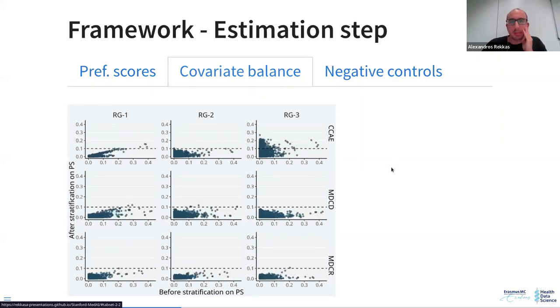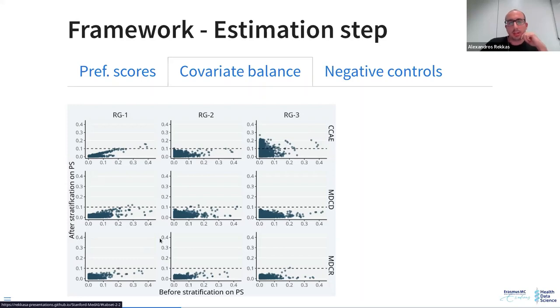So the second diagnostic is the covariate balance before and after adjustment for the propensity scores. Here we plot the standardized mean difference for each covariate before our adjustment for propensity score and then after that. Usually the rule of thumb here is that after adjustment, you would like the standardized mean difference to be below 0.1. This is a rule of thumb that is usually accepted. Again, here in CCAE, in the highest risk group, we failed that for many of the covariates. So here we have evidence that we are not adjusting for observed confounding very well. The rest of the graphs look fine.